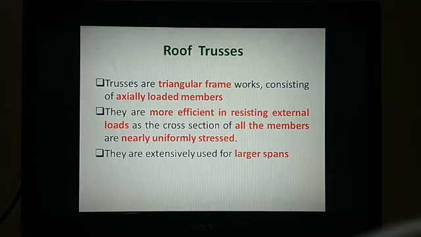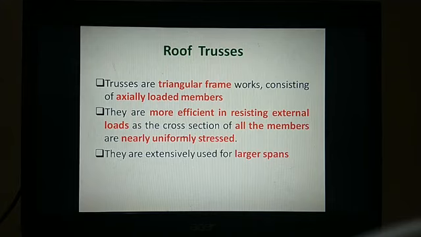If you see the bottom chord of the roof truss, it will be subjected to tension based on the axial force acting on it, and the top chords will be subjected to compression, and the members in between the roof truss also will be axially loaded members. So they are more efficient in resisting external forces, as the cross sections of all the members are nearly uniformly stressed. There won't be one member stressed more and another stressed less. Not like that. The whole truss will act as a single unit and the stresses will be uniform, but the magnitude in each member might vary, okay.